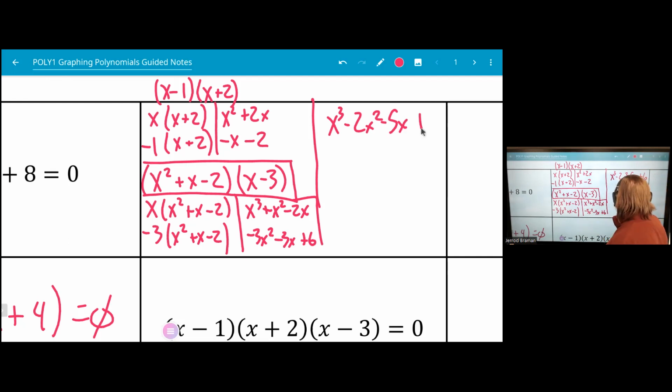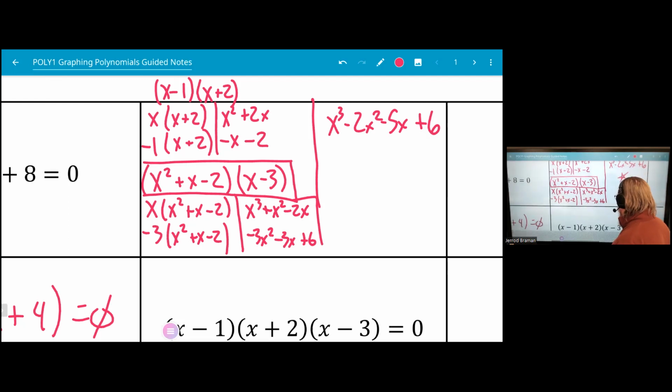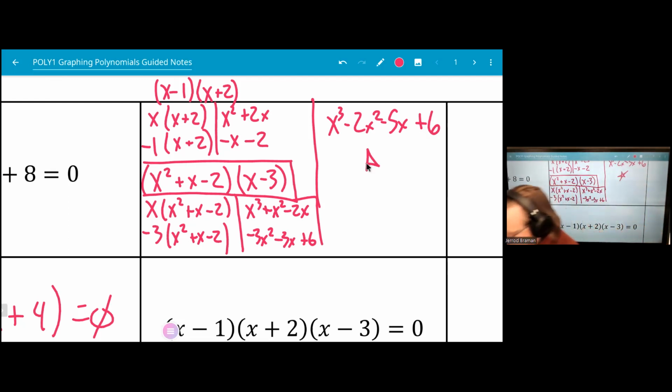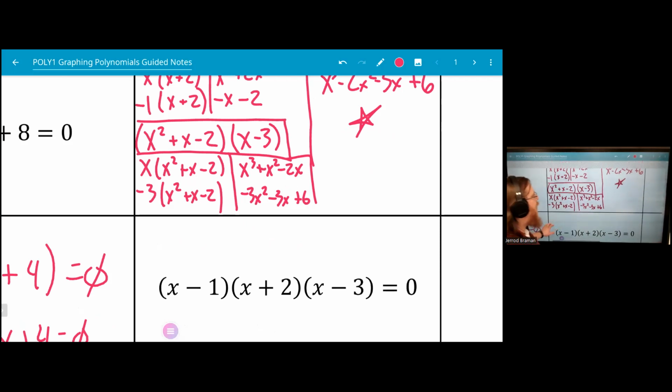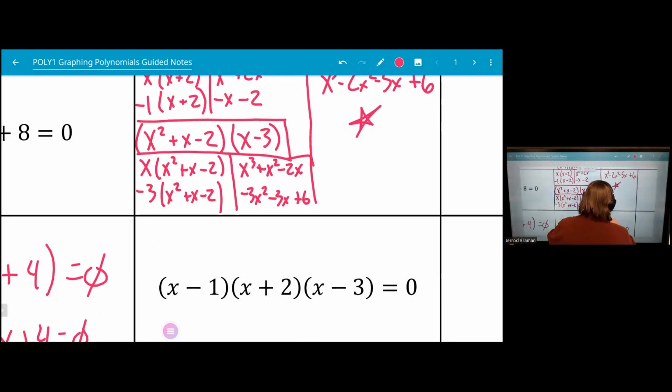That is what I'm trying to get to. That is my polynomial when I multiply those three things at the bottom. X cubed plus 2x squared minus 5x plus 6.